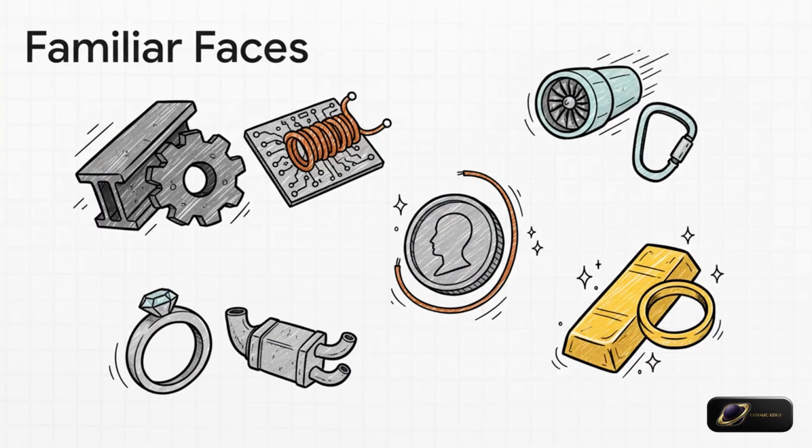And we're not talking about some obscure elements you only see in a lab. Nope. These are the heavy hitters, the household names. You've got iron, the foundation of all modern construction, copper, the thing that literally powers our electronics, and, of course, the ones we've treasured for centuries, silver, gold, and platinum.